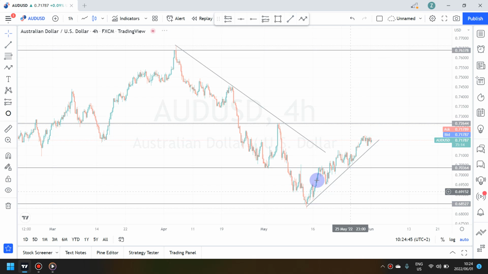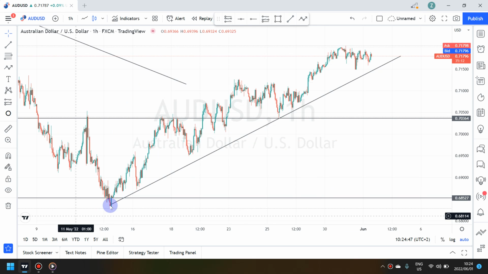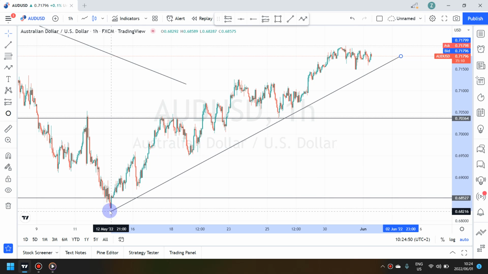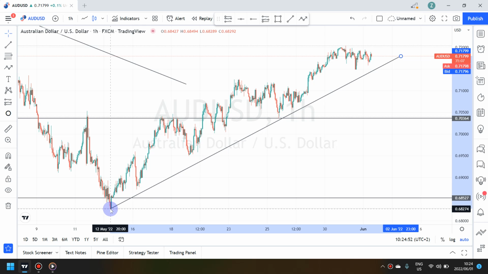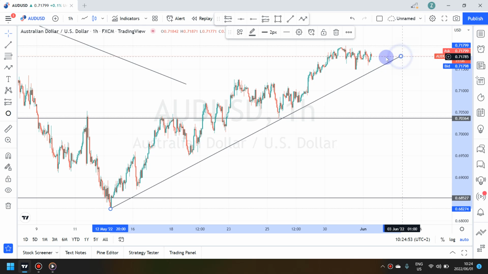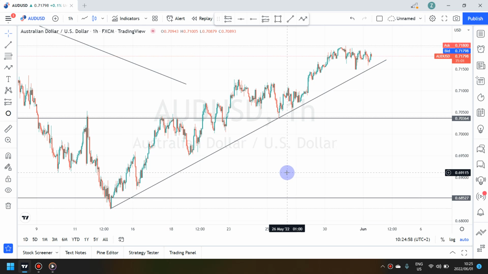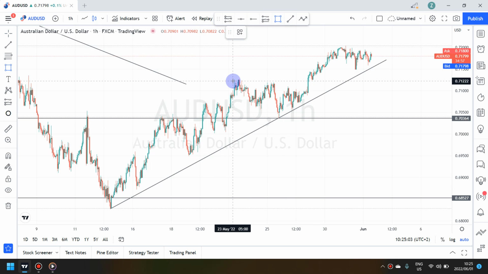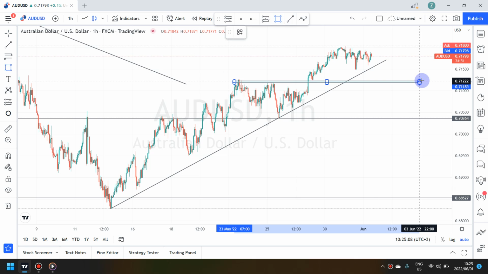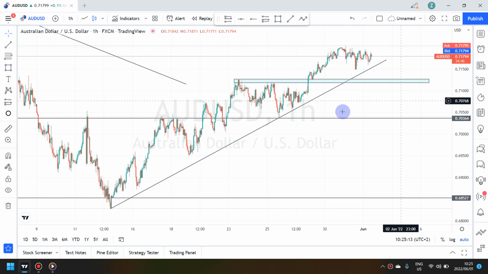So let me move to the hourly time frame. So this is the counter trend that I'm seeing on the hourly time frame. Also another zone that I would like to cater for. Yes, this is my zone that I want to cater for.